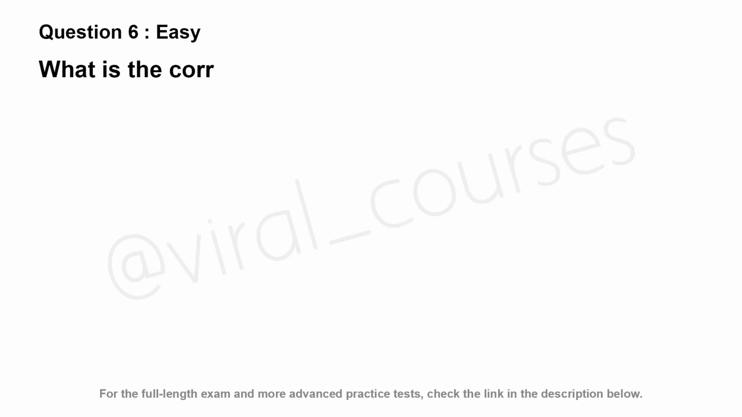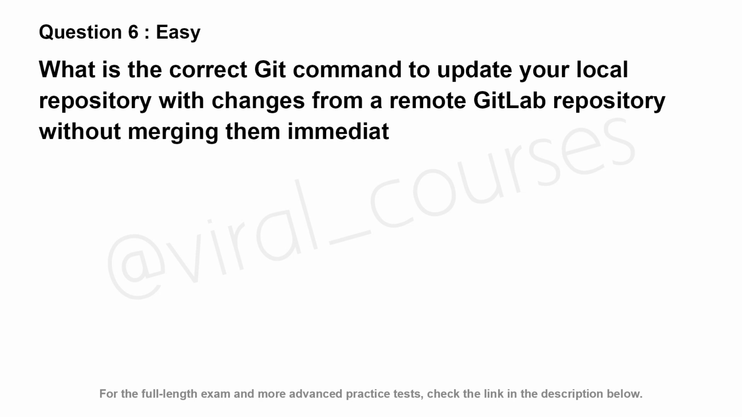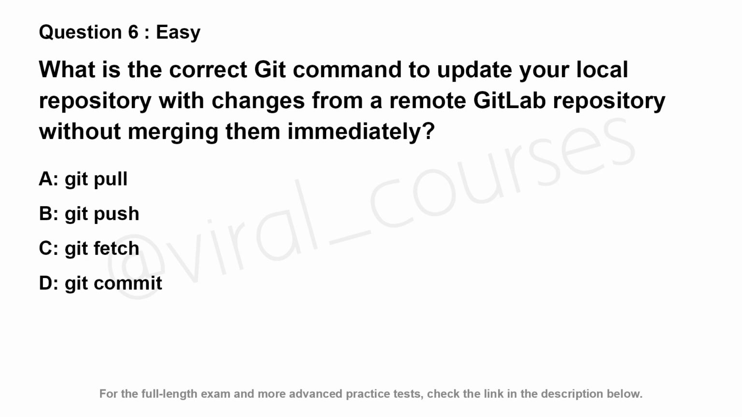What is the correct Git command to update your local repository with changes from a remote GitLab repository without merging them immediately? Option A. git pull. Option B. git push. Option C. git fetch. Option D. git commit.